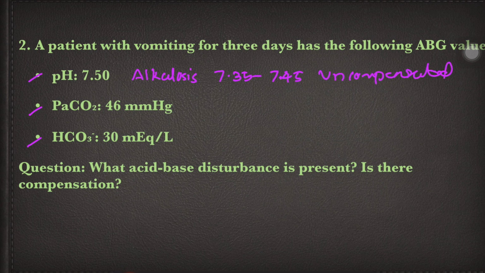If it is between the normal range, compensated. If it is far below or far above the normal range, it is uncompensated, or if near to the normal range, it is partially compensated. Yeah, like that you have to interpret.